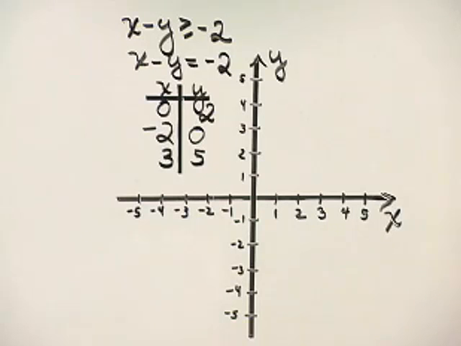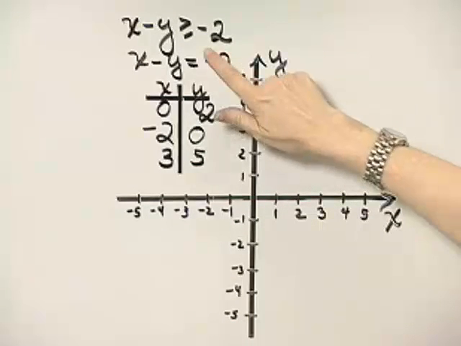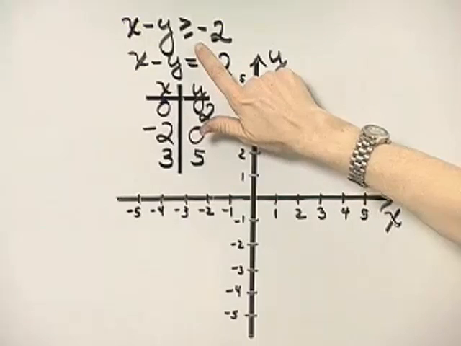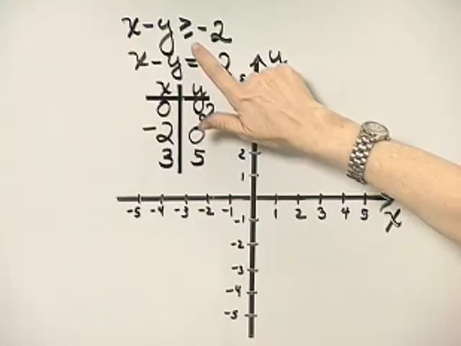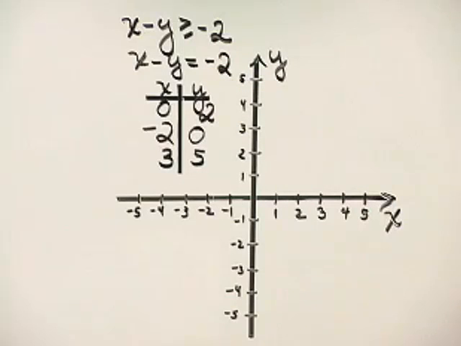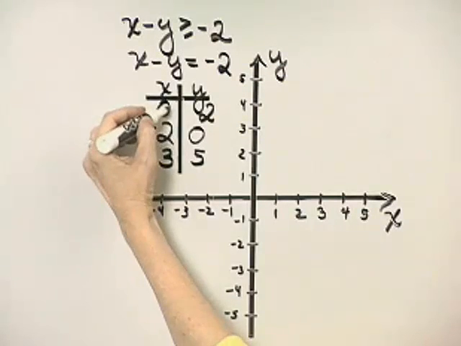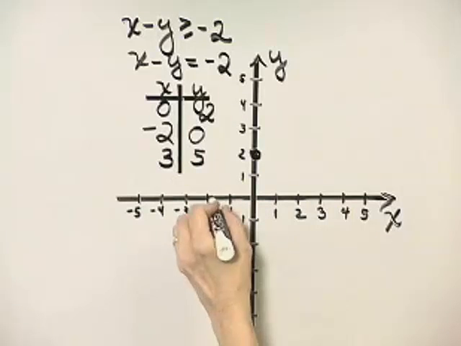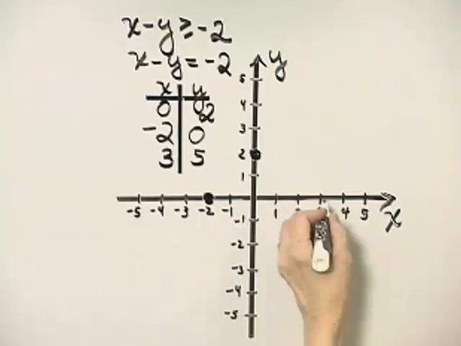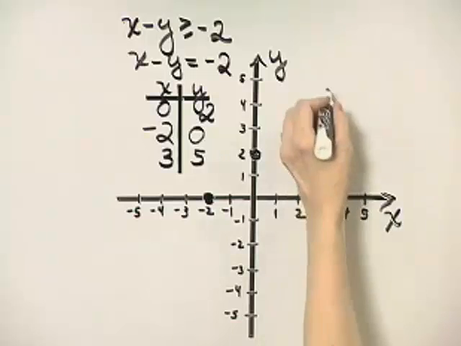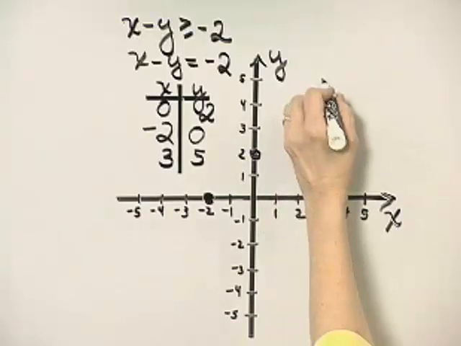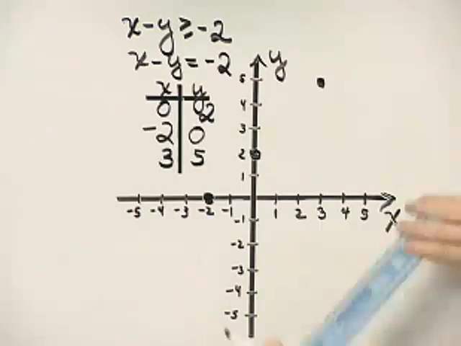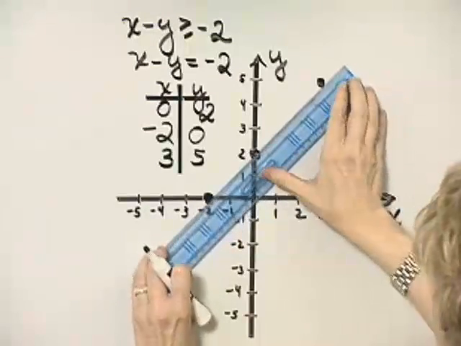By the way, let's go ahead and ask ourselves, do we draw in a solid or dashed boundary line? Because this is greater than or equal to or less than or equal to, we draw a solid boundary line. So we have 0, 2, right here, -2, 0, and 3, 5. There we go. And I will draw in a solid boundary line. What do we do after that?